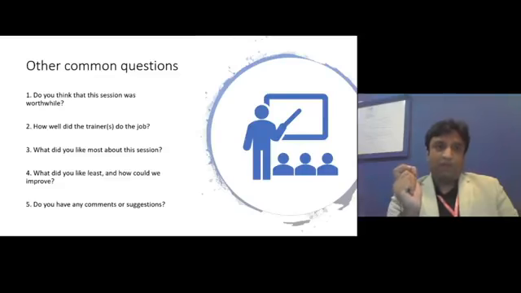And the third one is: what did you like most about this session? It is basically a very clever question. We can identify which particular area you are observing more and are more engaged in.